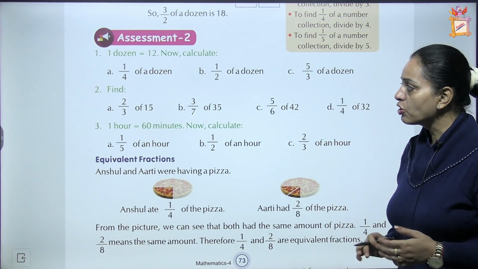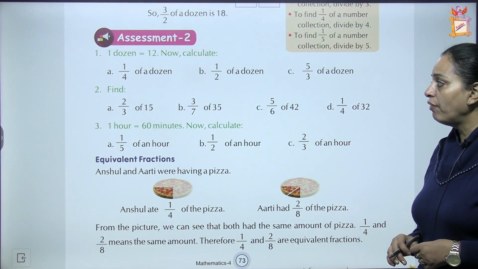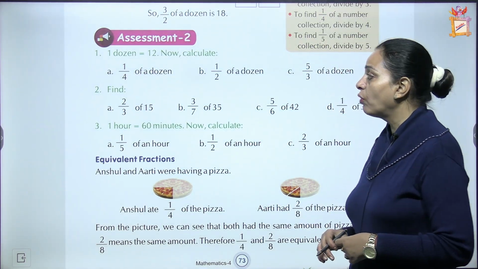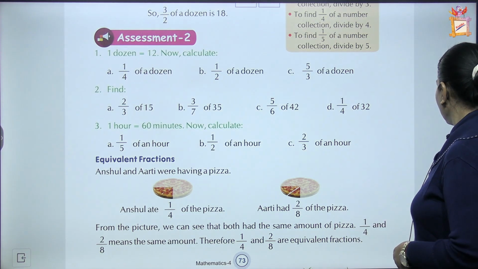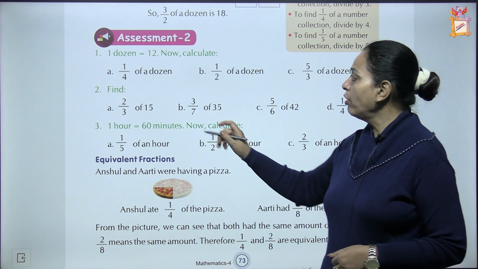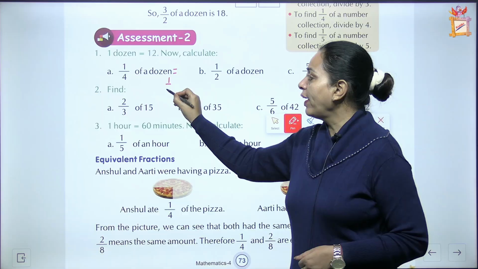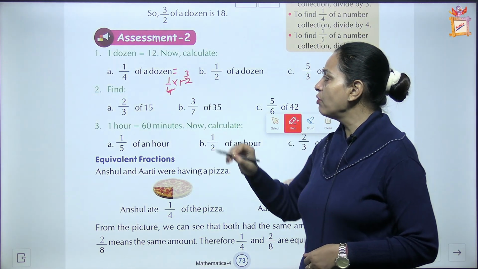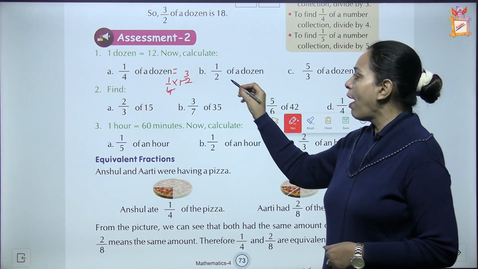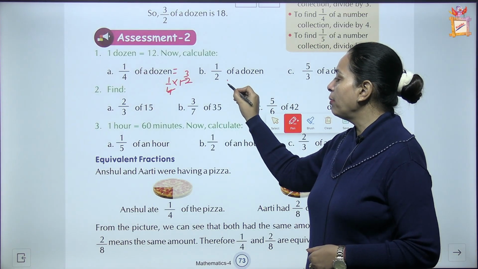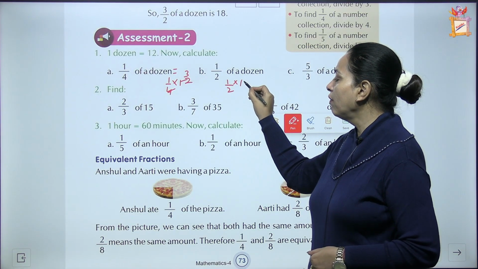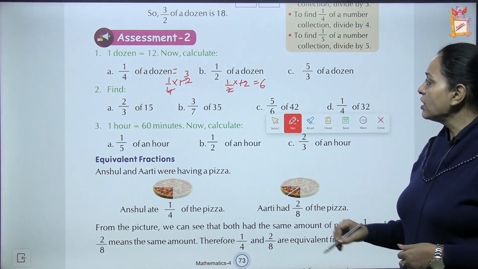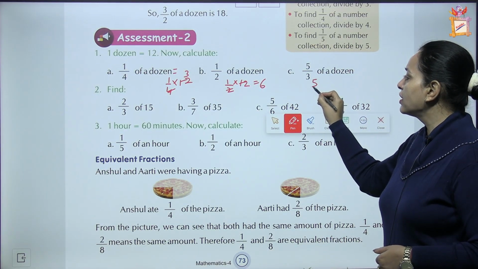One question, first question, 1 dozen equal to 12. Now calculate A part. 1 by 4 of a dozen. So 1 by 4 of a dozen means divide 12 by 4. Or we can write like this: 1 by 4 of 12. This becomes 3. Now B part, 1 by 2 of a dozen. It means half of 12. That is 6.